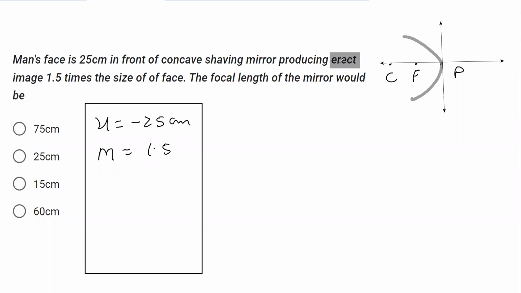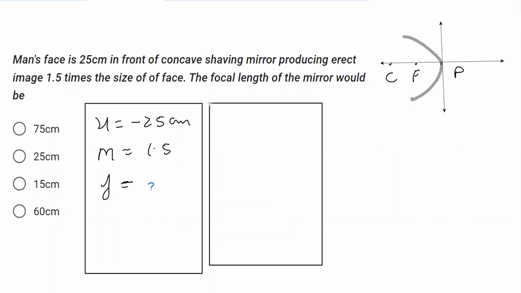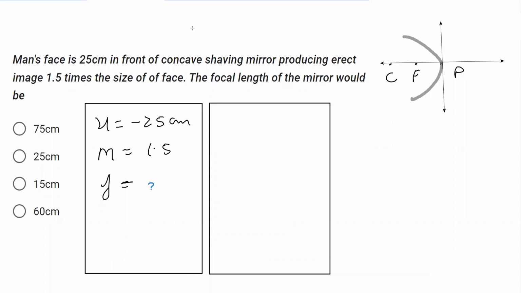Proceeding next to the part of the question, they're saying that we have to find the focal length of the mirror. So F, as we know, this is a concave mirror, so we should get the focal length as negative. Let's work out the calculation here. Now we cannot find F directly as V is missing here. So we can use the magnification to obtain the relation between V and U.